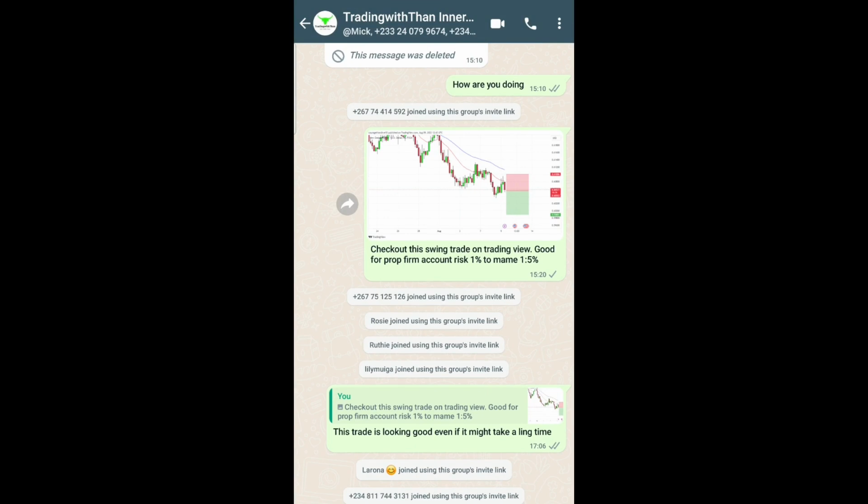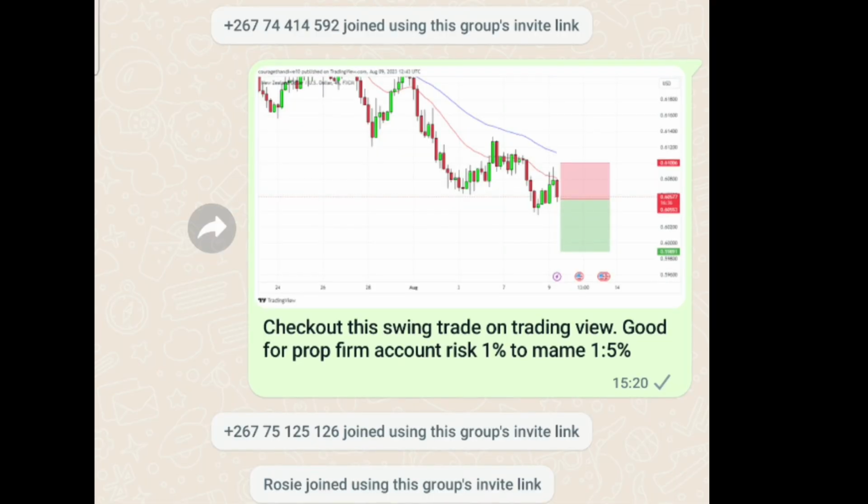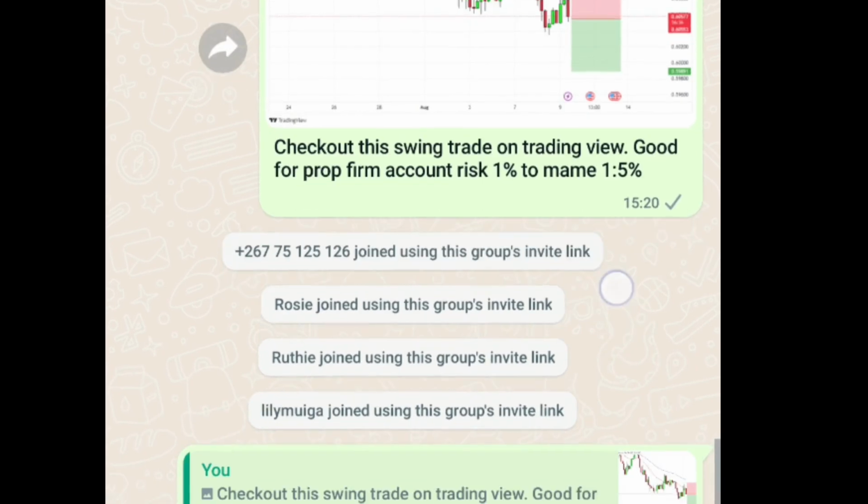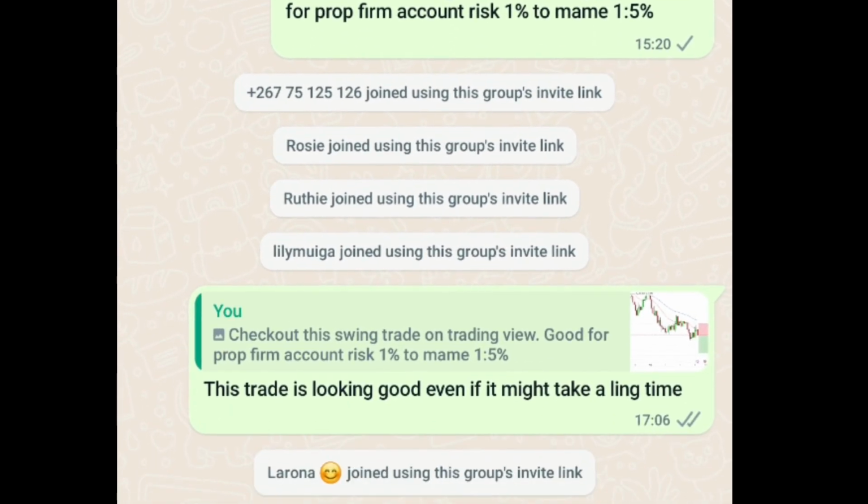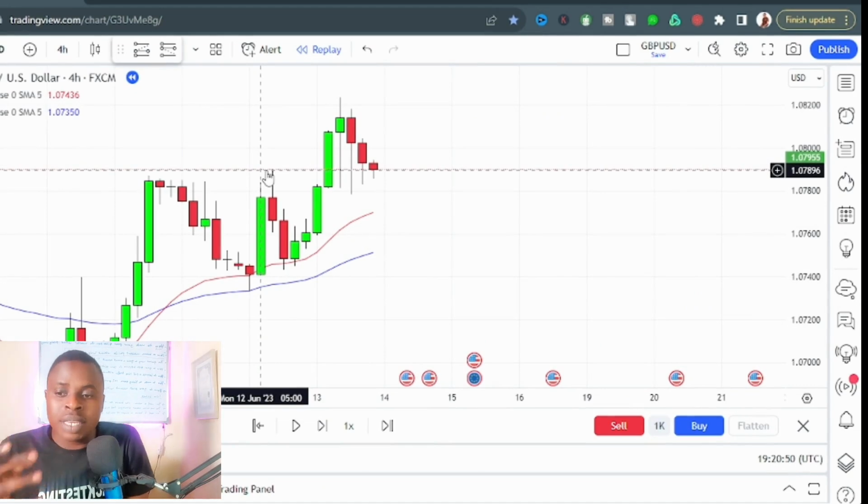So as I just said, check out this swing trade on TradingView. Good for prop firm accounts, risk 1% to make 1.5%, right? And I later on said this trade is looking good, even though it might take a long time to get filled, right? So now let me explain this strategy step by step.